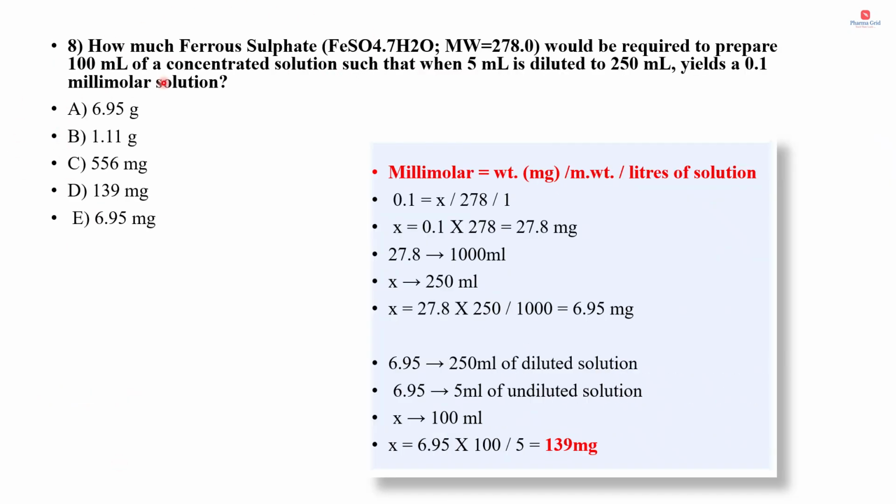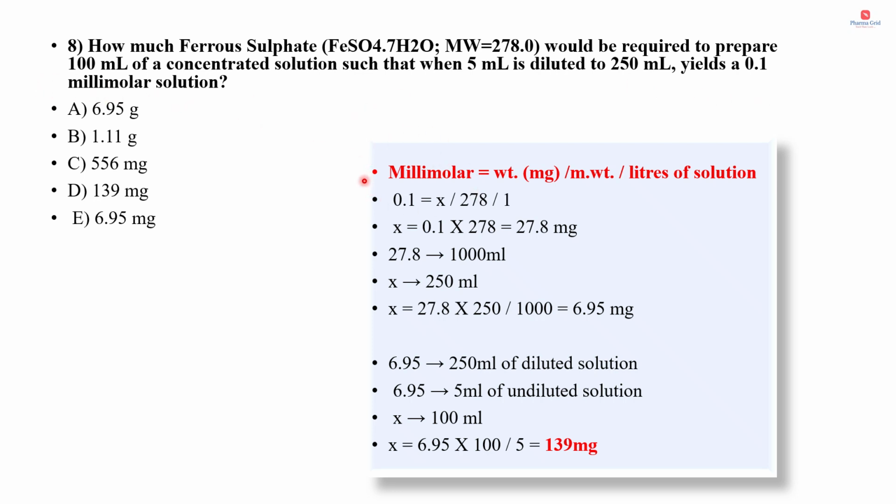Next question: how much ferrous sulfate having molecular weight 278 would be required to prepare 100 ml of a concentrated solution such that when 5 ml is diluted to 250 ml it yields a 0.1 millimolar solution. So in this question, the strength of the millimolar solution is given as 0.1 and we need to find out the amount of ferrous sulfate required to prepare 100 ml of a concentrated solution. And the given clue is that 5 ml diluted to 250 ml yields a 0.1 millimolar solution.